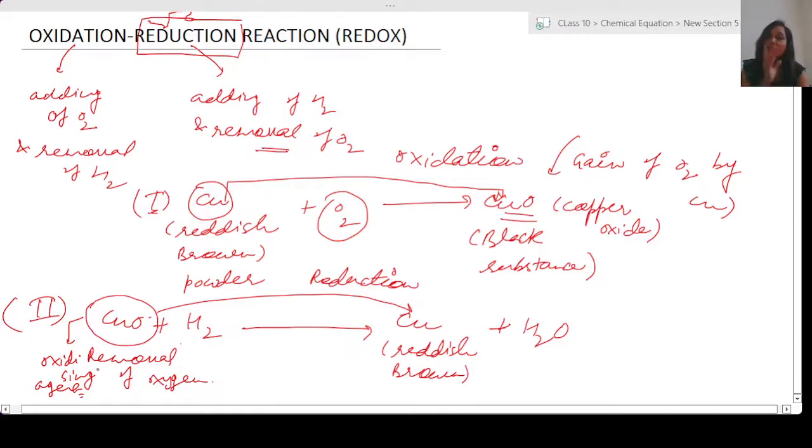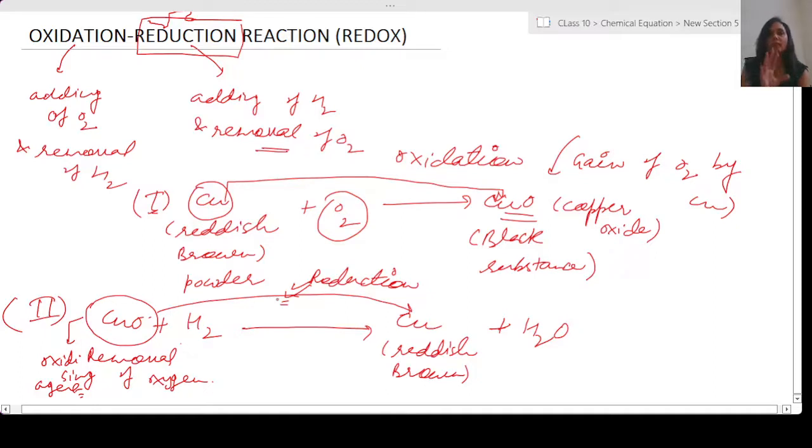So who is giving oxygen? That will become the agent there. So CuO is called the oxidizing agent here. Or a very smart way is that whosoever is getting oxidized or reduced, they will become opposite agents. Like for example, CuO is undergoing the reduction reaction. So CuO will be called the oxidizing agent.